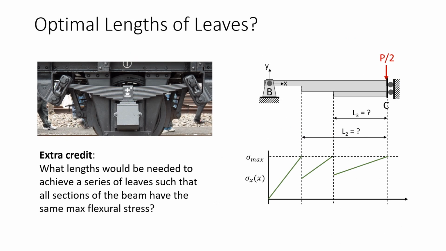So one thing that we might look into is what are the ideal lengths of the leaves of a leaf spring that would provide a situation where the maximum flexural stresses in each section are the same. In other words, how could we design the lengths of the leaves so that the flexural stress in each section are equal?